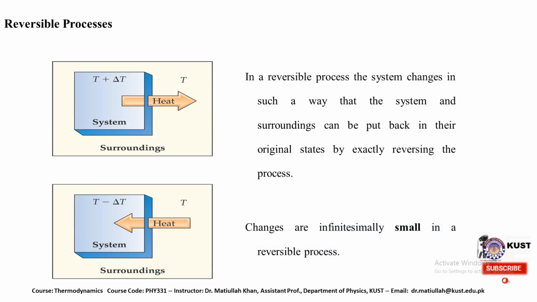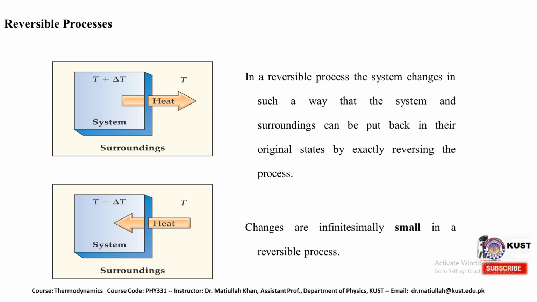We have some reversible processes and irreversible processes. A reversible process basically depicts that heat that is initiated from one place comes back to the same place, or a process that is initiated from a single point comes back to that point without any loss of energy. So in a reversible process, the system changes in such a way that the system and surroundings can be put back in their original states by exactly reversing the process.